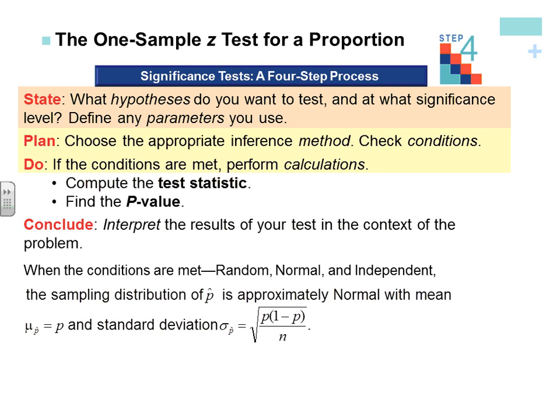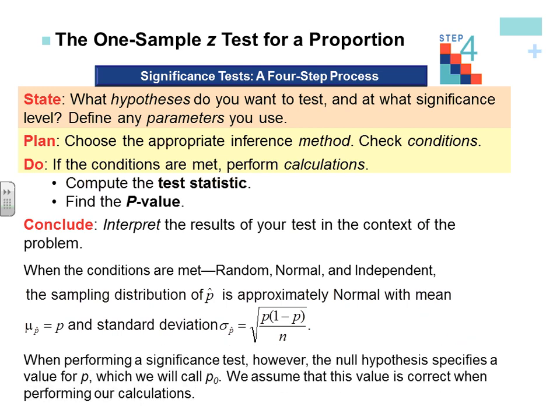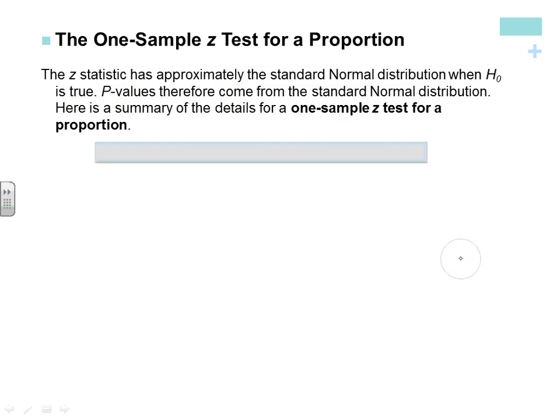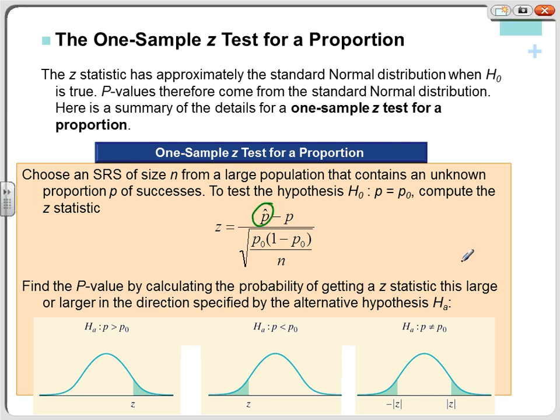Okay? So when all your conditions are met, then you can say it's going to be approximately normal. You have a mean and a standard deviation, what we saw before. If you like converting it to z's, you can always use the z formula. So you could have your statistic, which would be p hat, minus your parameter p all over your standard deviation.